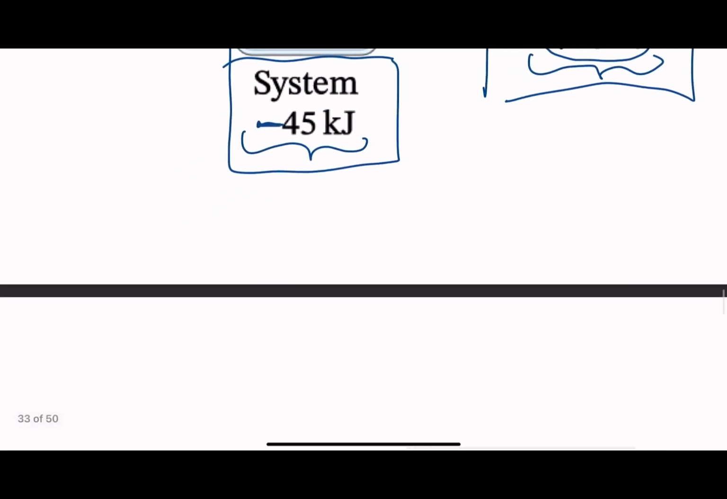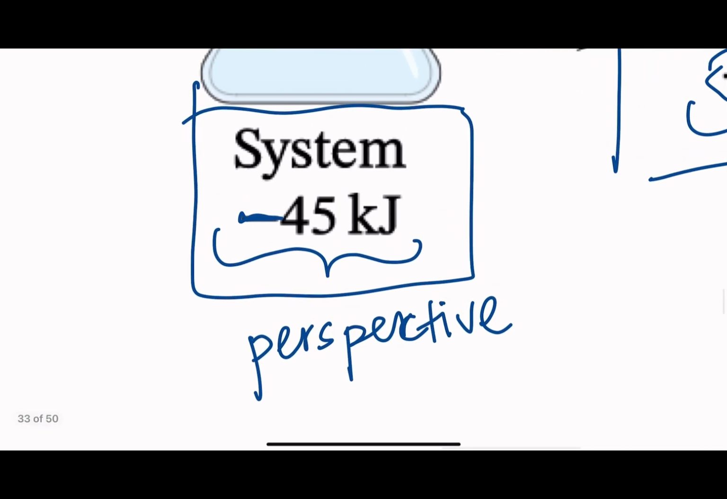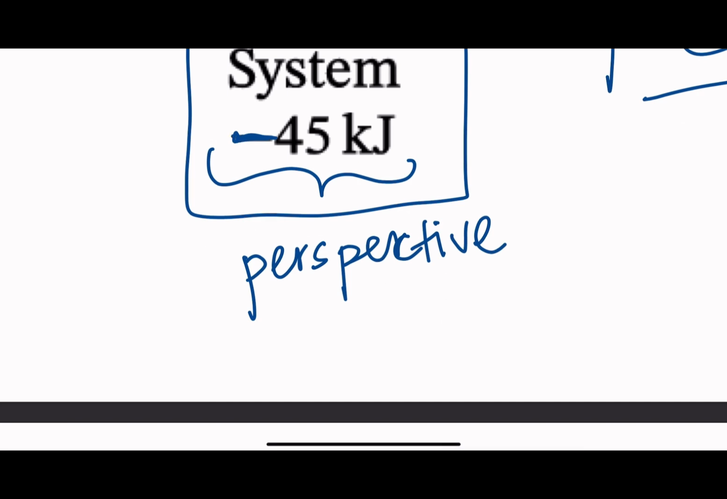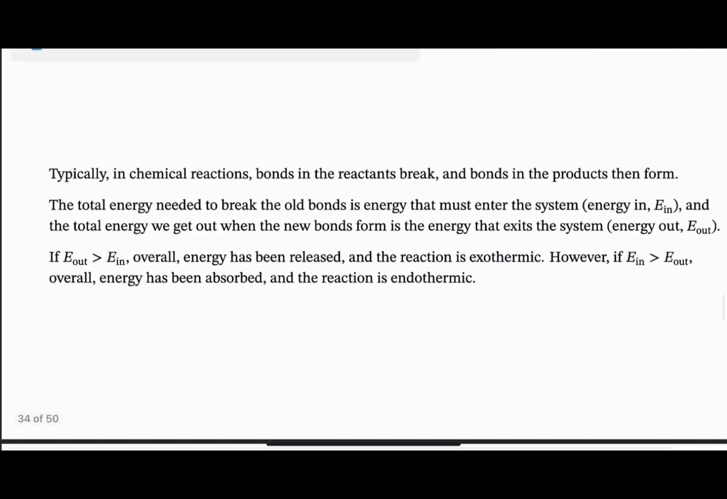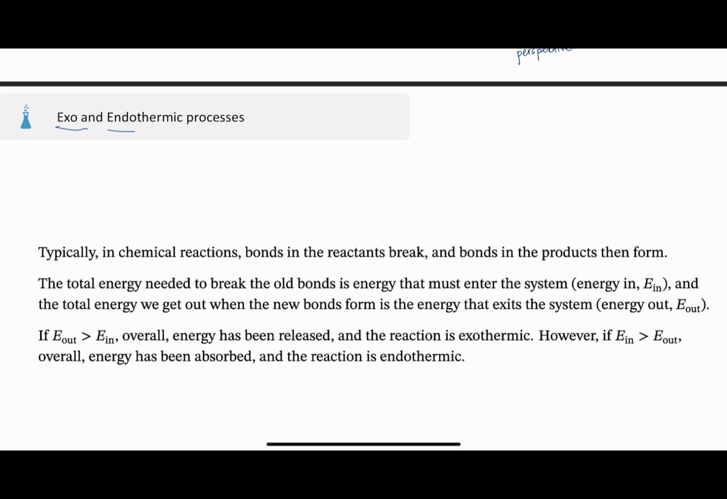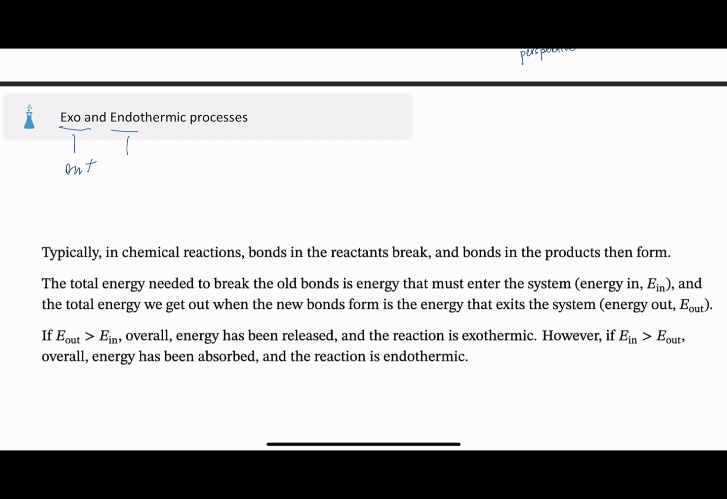But we will always look from the perspective of the system, and if our system is releasing energy, that means our system is going to have a negative change, and I will show you how. So there are endothermic and exothermic processes. I talked about this. Exo means out, and endo means in. In exo the system is losing energy to the outside, and in endo the system is gaining energy inside the system.